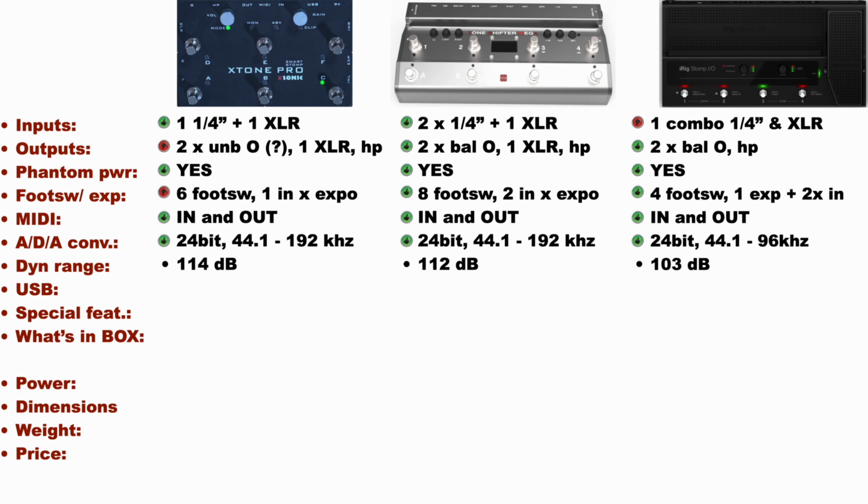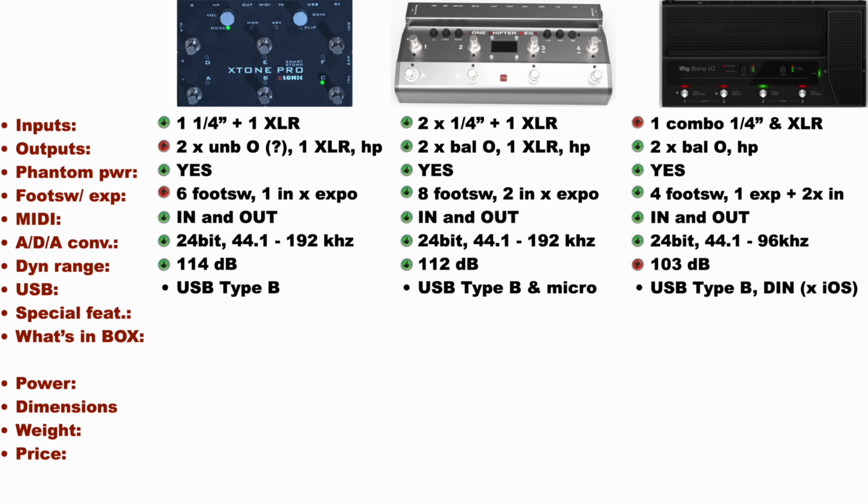The dynamic range of the xTone is the highest one, while the Stomp IO has the lowest one. This basically tells us that the xTone has the best converters, even if the difference with the Tone Shifter is almost negligible. So I will give a thumbs up to the xTone and the Tone Shifter.